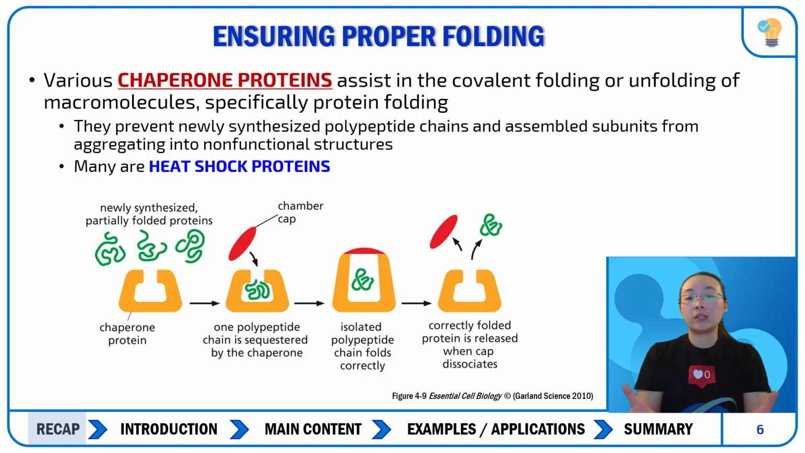And how can we ensure proper folding? We have chaperone proteins. They assist in the folding or unfolding of different macromolecules. For example, a protein goes into the chaperone protein, gets folded properly, and then gets ejected out as a perfect protein that is functional.